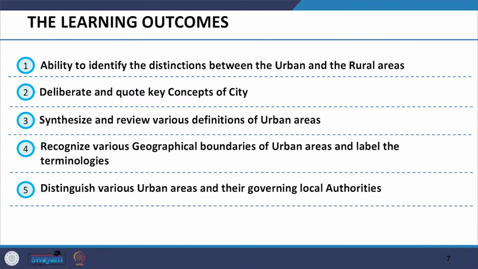The learning outcomes targeted in today's lecture are to develop the ability to identify the distinction between the urban and the rural areas, to nurture the potential to deliberate and quote key concepts of cities. We should be able to identify different key authors who have written in these areas and should be able to discuss the conceptual understanding of cities.